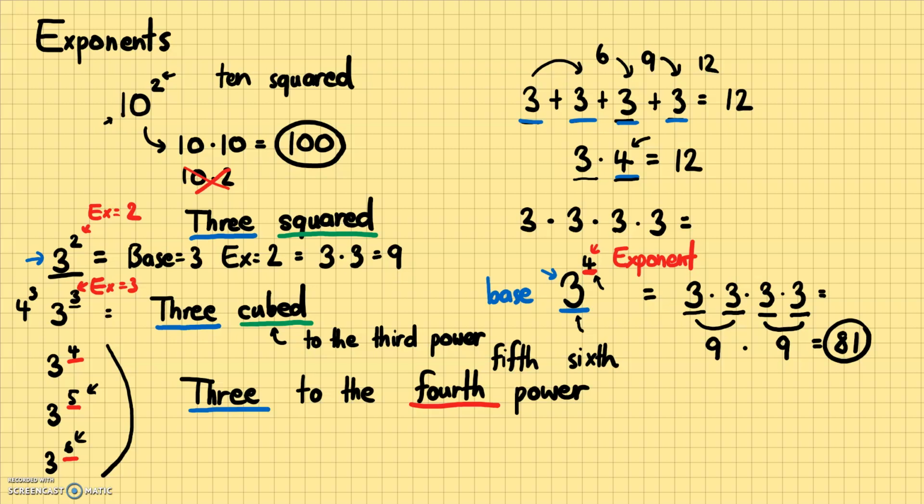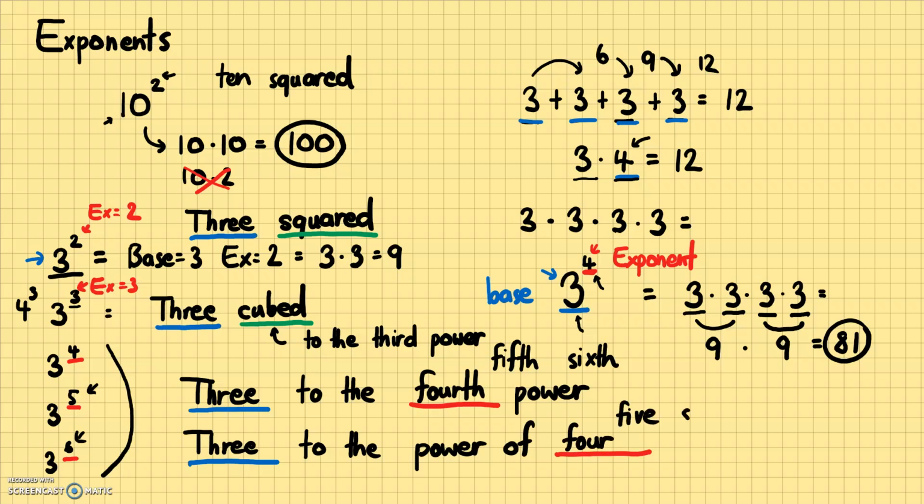Okay, or there's another way to read exponents. You can also read it 3, so the base would go here again, 3 to the power of, and then you'll write the exponent here. So for the case when the exponent is 4, you'll say 4. When it's 5, you'll say 5, or you'll say 6.